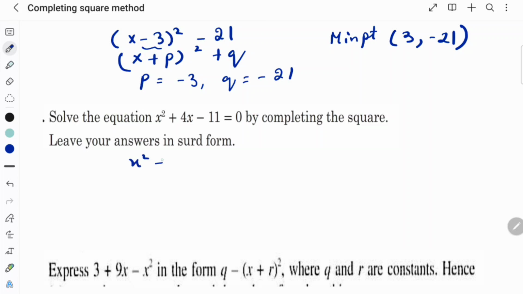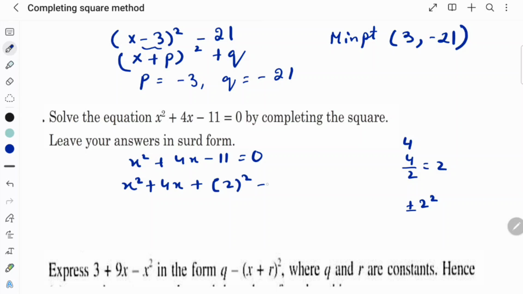So x square plus 4x minus 11 equals to 0. Same thing I'm doing here. Before finding out the answer, use completing square method. 4 is the coefficient, half of it is 2. Adding 2 square: x square plus 4x plus 2 square minus 2 square minus 11 equals to 0. So that is becoming x plus 2 whole square.